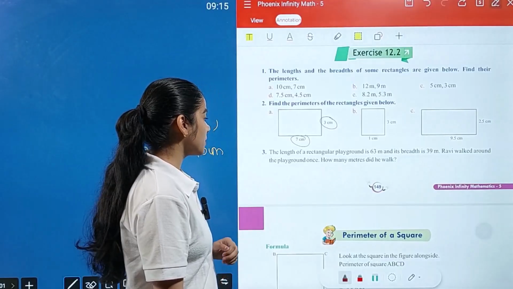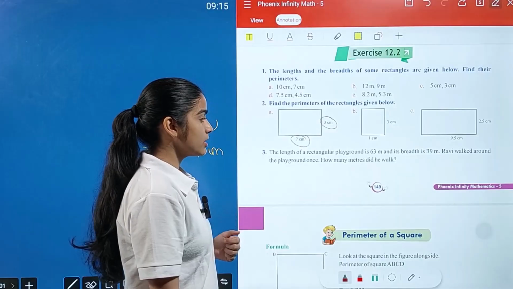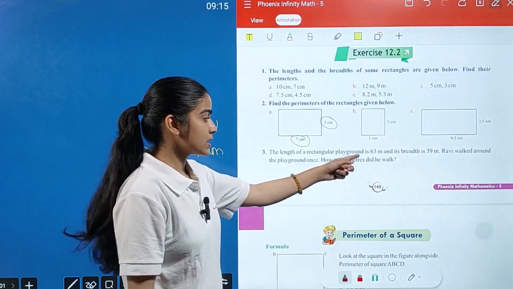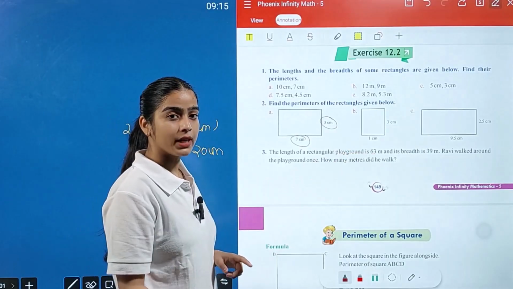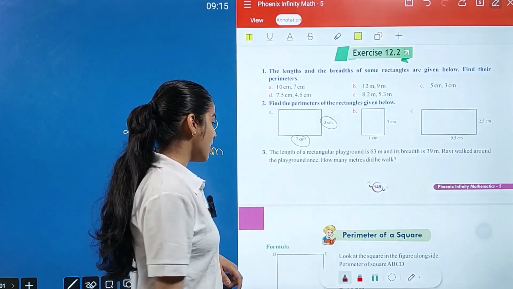Now the length of a rectangular playground is 63 meter and its breadth is 39 meter. Ravi walked around the playground once. How many meters did he walk? So what you have to do, you have to add 63 and 39 together. After adding it, multiply by 2, you will get your answer.